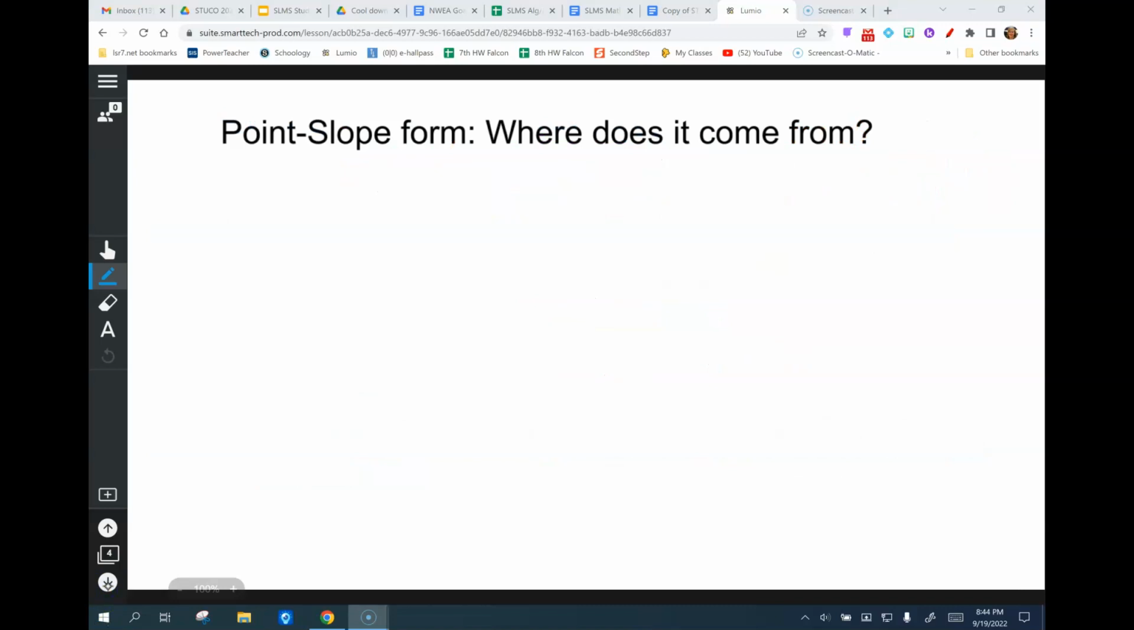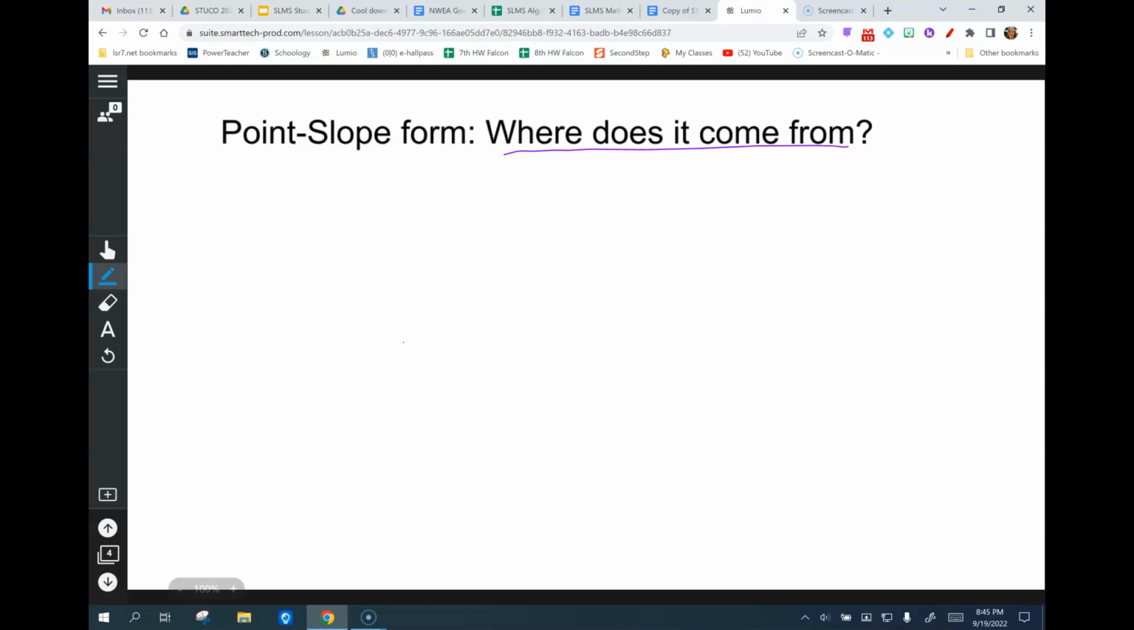So we're going to use what we just were dealing with, and we're going to see where point slope actually comes from. So the first thing, and if you would like to write this down, you can in the left-hand column on page 36, or you can just watch. Both of them would be fine with me.